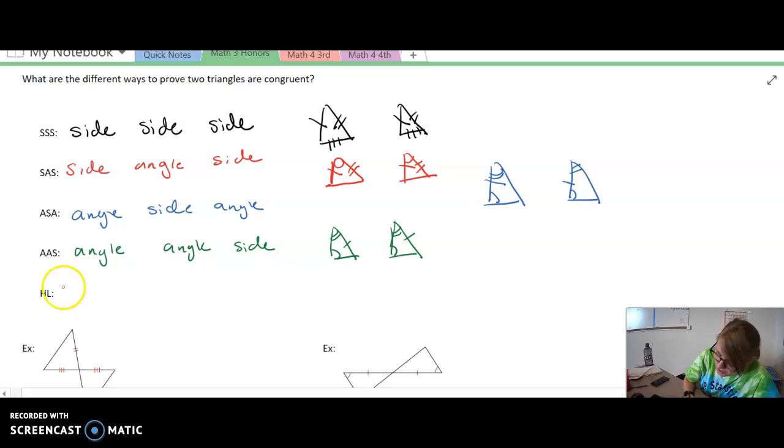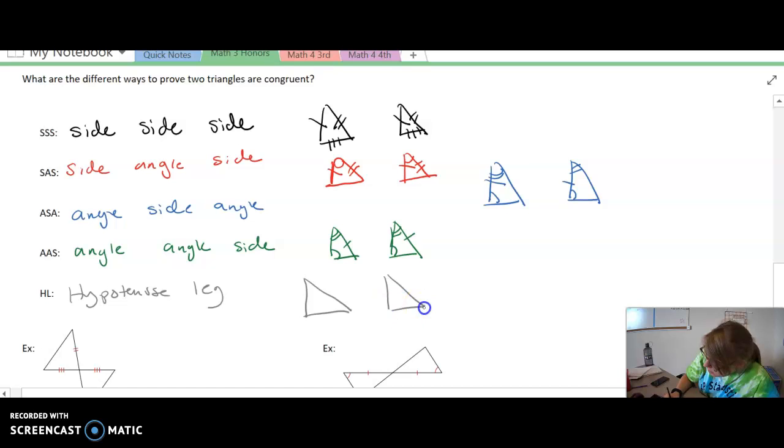Alright, my last one, we have hypotenuse, leg. The important thing, you have to star this one. This can only be used with right triangles. Cannot work for any other triangle. So you have the hypotenuse is congruent to the hypotenuse, and then one of the legs is congruent to another leg. So you have to prove two things for this one. Alright.